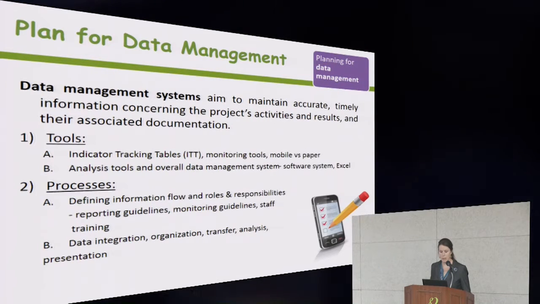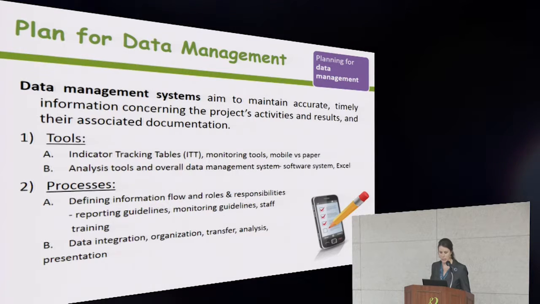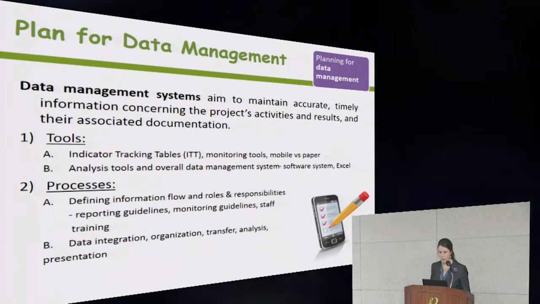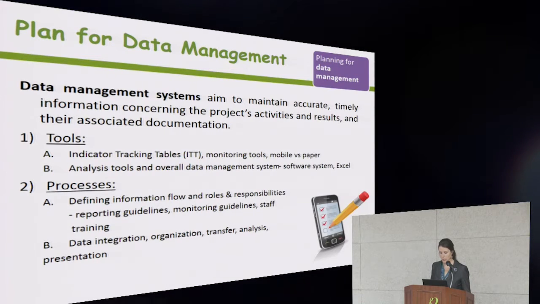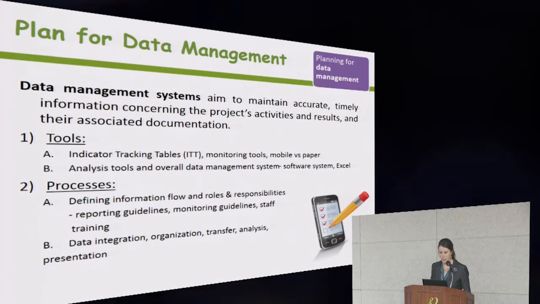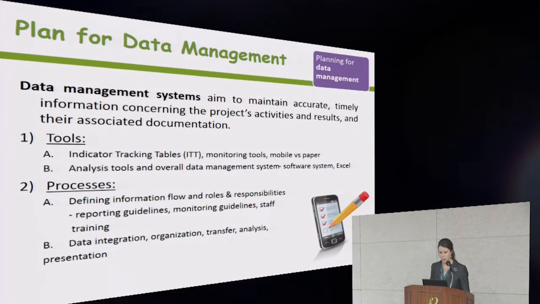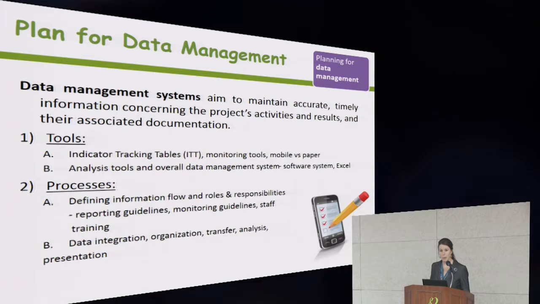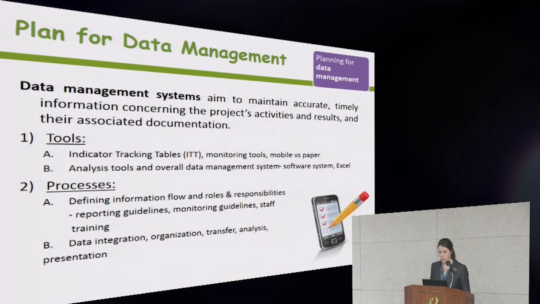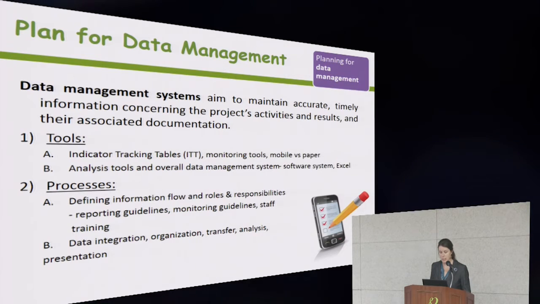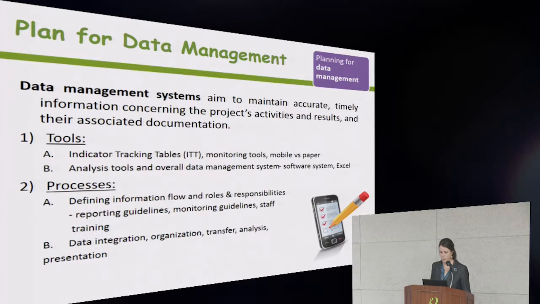So we're going to have to think about data management. A data management system encompasses all aspects of data collection, analysis, reporting, both the tools and processes to be used for each. So tools for data collection are part of the data management system, and they include things like indicator tracking tables, monitoring tools, whether you're going to use mobile data collection or simple paper and pencil. Tools will also include the actual analyses, so an online system, Excel, those are all part of your tools.